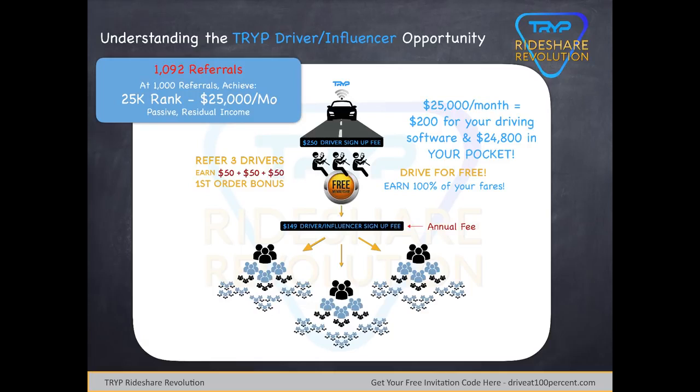So within 6 months, it is highly, highly possible for you to get to that 1,000 referral ranking, which is the 25K rank, which is $25,000 a month. Passive residual income. You don't need to do anything else except make sure that your teams stay at those numbers by referring more people in. But it's worked into this growth strategy that everybody's going to bring in 3 people.